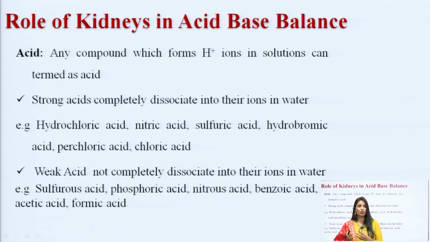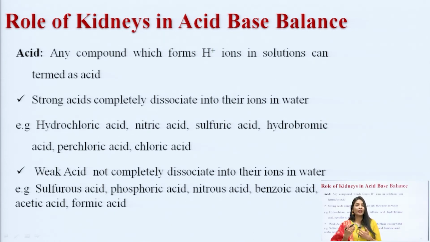The strong acids: there are a lot of strong acids. Whenever we are talking about acids, the most important examples are hydrochloric acid and sulfuric acid. So, these are the strong acids. How can you say a particular compound is a strong acid? Because it is completely dissociated into ions, into protons, in water. For example, sulfuric acid, hydrochloric acid, hydrobromic acid, perchloric acid, chloric acid, all these are strong acids.